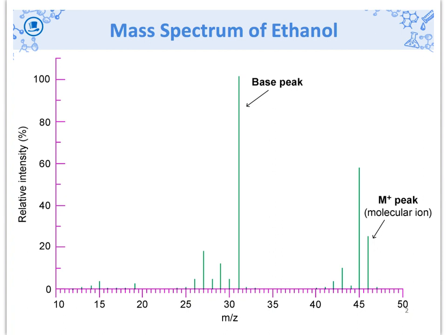So here's what a mass spectrum looks like. A couple things you need to know. The far right peak is called the molecular ion, and that usually is the M plus peak. That's the molecule with only one electron removed, so that mass is the same. Electrons are really, really small.